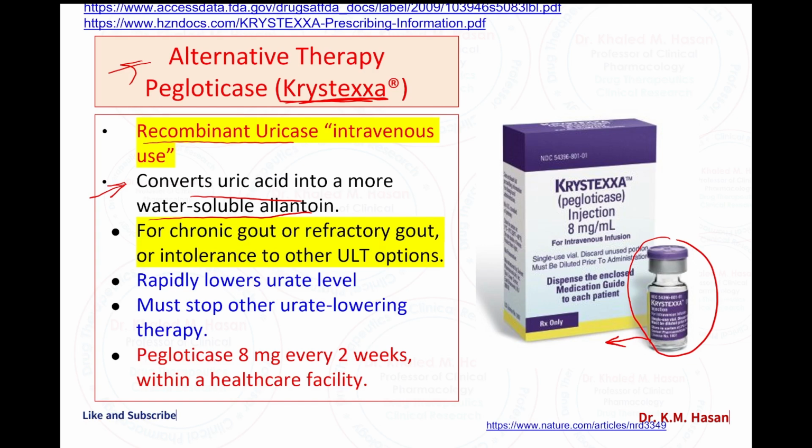This medication is used for chronic gout, for refractory gout, and for patients intolerant to other urate-lowering therapy. When this medication is prescribed, it rapidly lowers urate level. When you use this medication, we need to stop the other medication. Pegloticase is available as 8 milligrams. It should be given every 2 weeks, and this should be done in healthcare facilities.